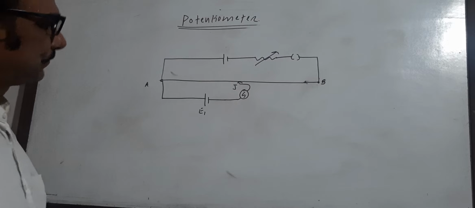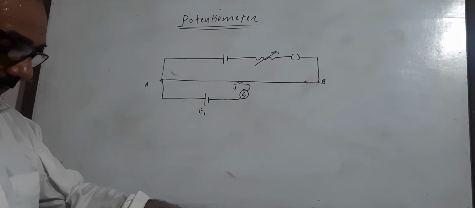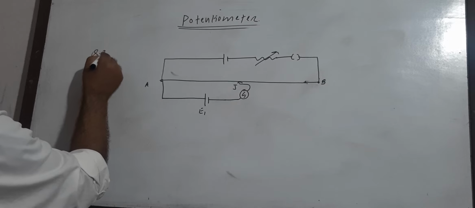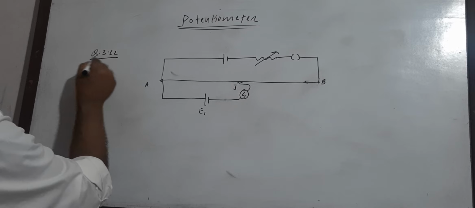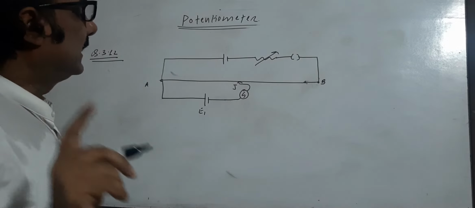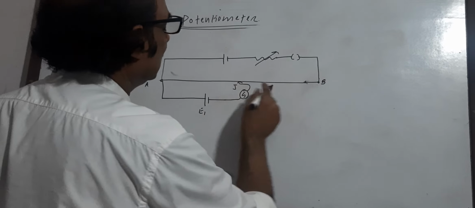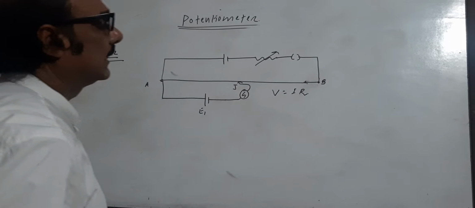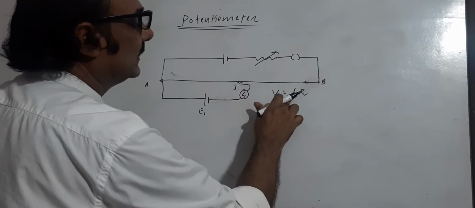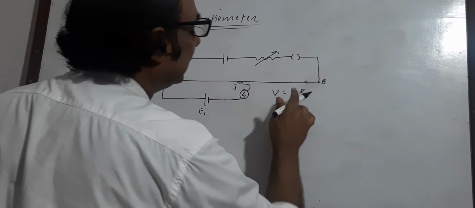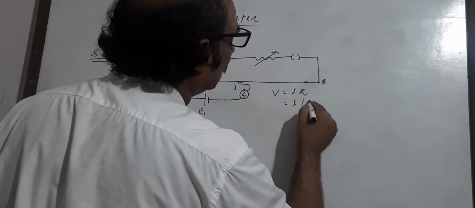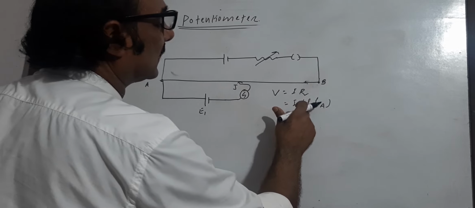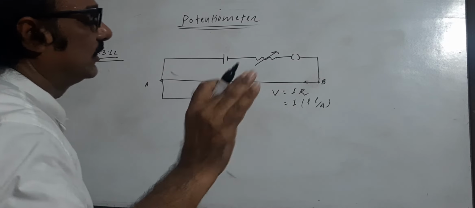Now come to the point, question number 3.12. One thing to note is the principle of the potentiometer: the potential difference V equals IR. V is the potential difference, I is the current, R is the resistance of the wire, and here R is equal to rho L by A, where L is the length of the wire, rho is the resistivity, and A is the area of cross section.